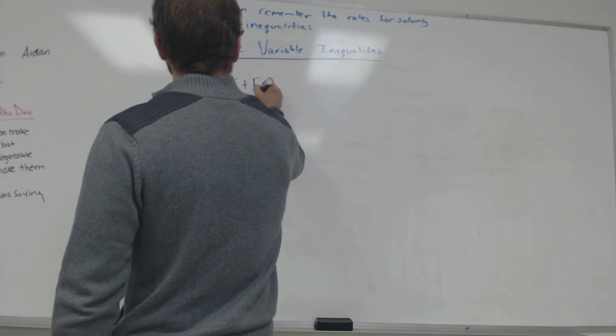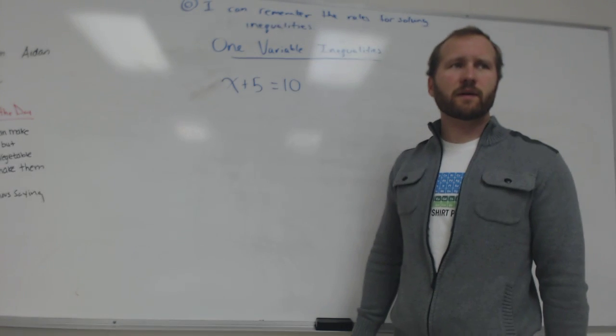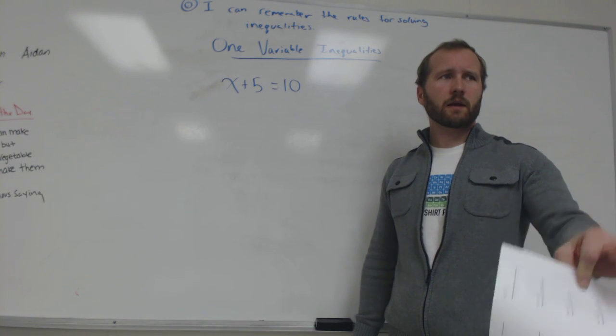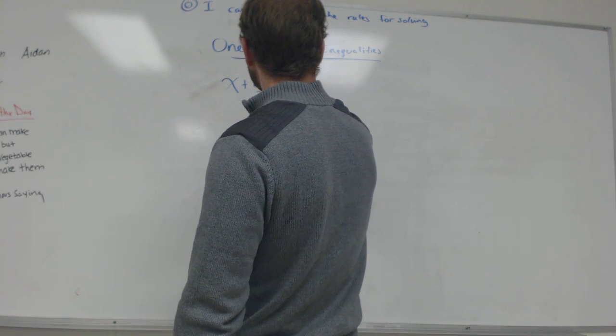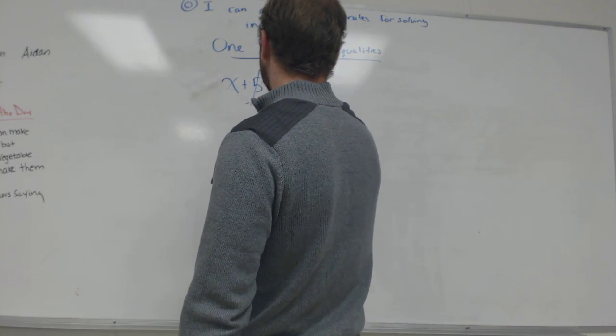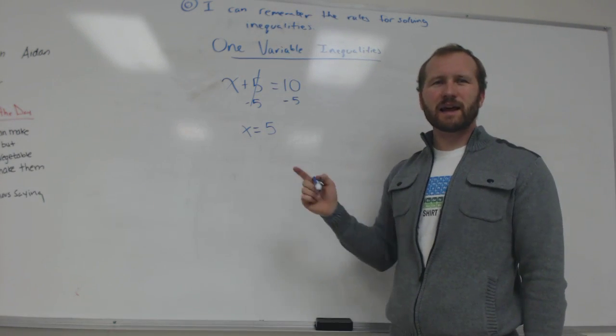How would I solve this problem? X plus 5 equals 10. Yeah. Subtract 5 from both sides. Good. That leaves us with x equals 5. Now, where is that on a number line?